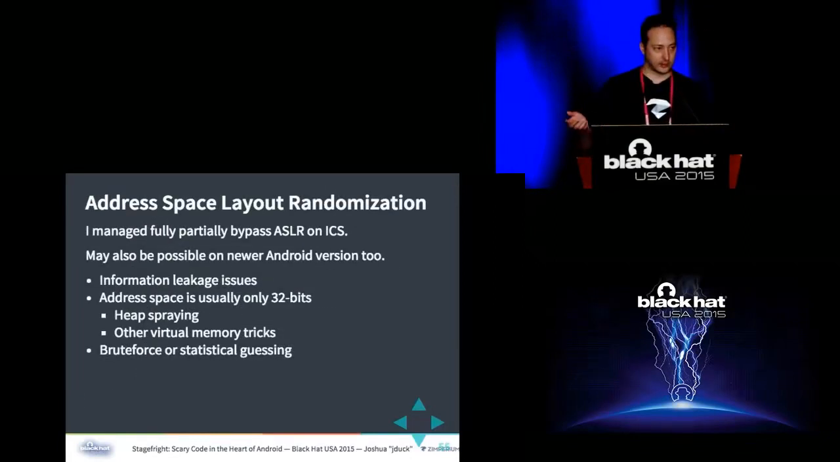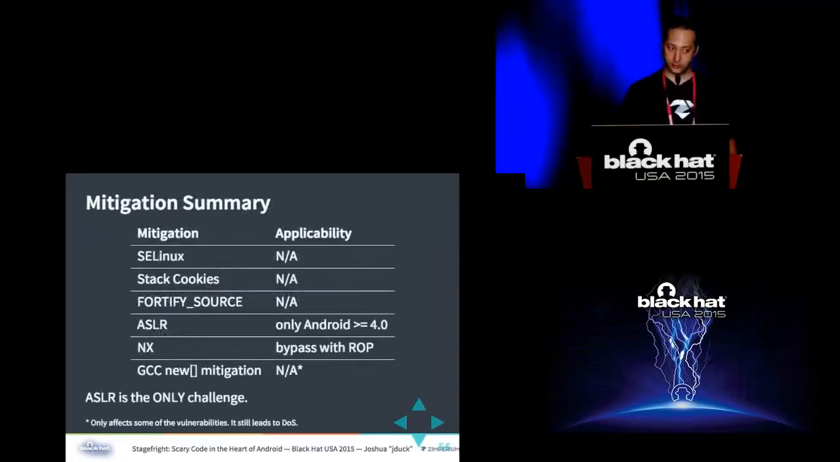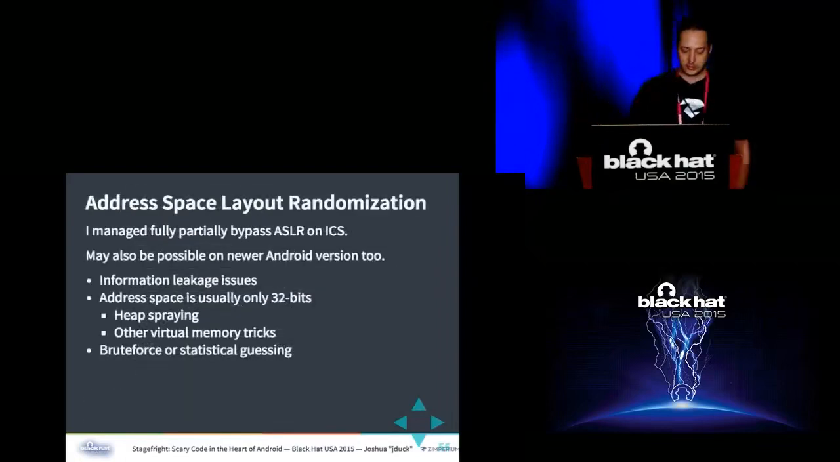Okay, so ASLR. ASLR is address space layout randomization. It's definitely the biggest challenge. It's basically the only challenge to exploitation. So I partially bypassed it. So yeah, I fully bypassed ASLR on Ice Cream Sandwich. There was not an issue there because on Ice Cream Sandwich there was a known weakness in the ASLR implementation that left both the binary base and the linker mappings, executable mappings, at a predictable address.